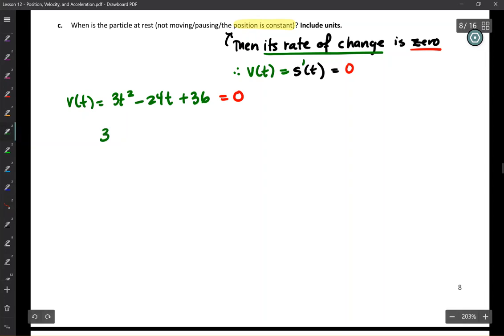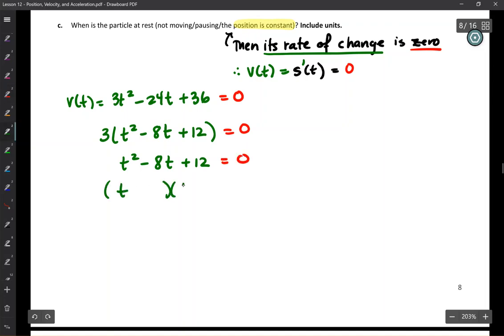So I see a GCF here of 3. 3 times t squared minus 8t plus 12 would give me minus 24t plus 36, since 3 times 12 is 36. I can go ahead and divide both sides by 3 if I want to. Let's go ahead and factor: two things that multiply together to give me 12 and add up to minus 8, minus 2 and minus 6.